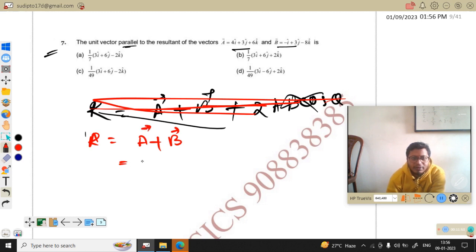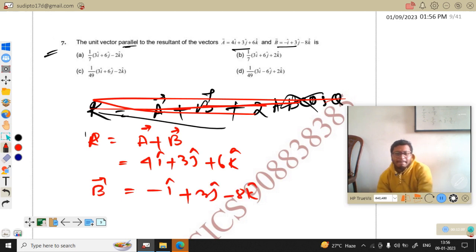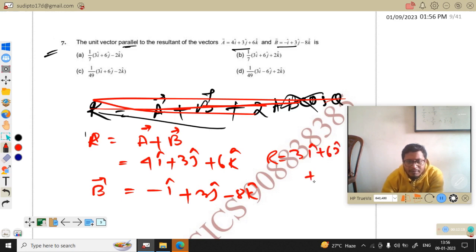Okay. So for the vector A given, R equals A vector plus B vector. A vector is given as 4 i cap plus 3 j cap plus 6 k cap. B vector is given as minus i cap plus 3 j cap minus 8 k cap. So what is the resultant vector? R equals 3 i cap plus 6 j cap minus 2 k cap.